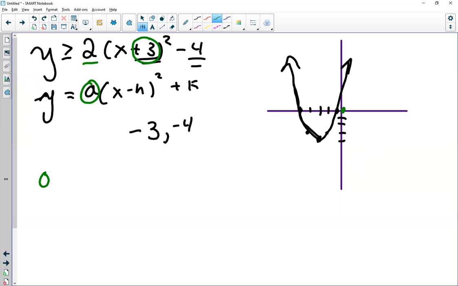This one gets flipped while this one stays the same. You could tell by which one's in the square. If it's in a square, like parentheses squared, it's going to get flipped.